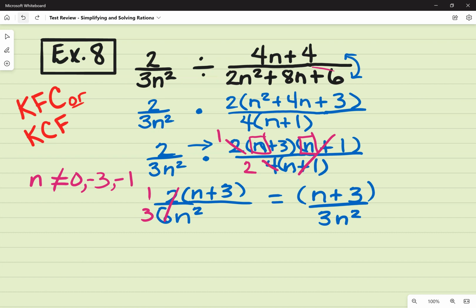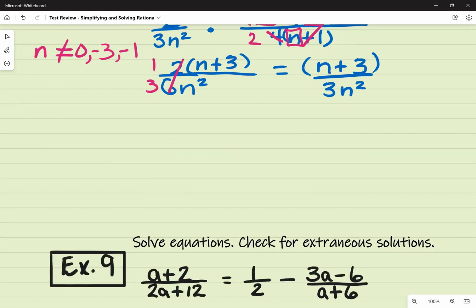When we are dividing, we also have to look at the second fraction's numerator only, because guess what? It's now a denominator, but we've already accounted for it because the n plus 1 is the same. So we've already accounted for that -1. That is an excluded value, so it cannot be any of those three numbers. Okay, I have two more, and they're solving.